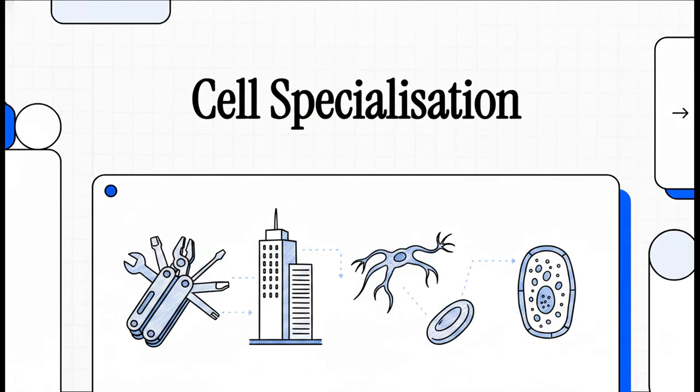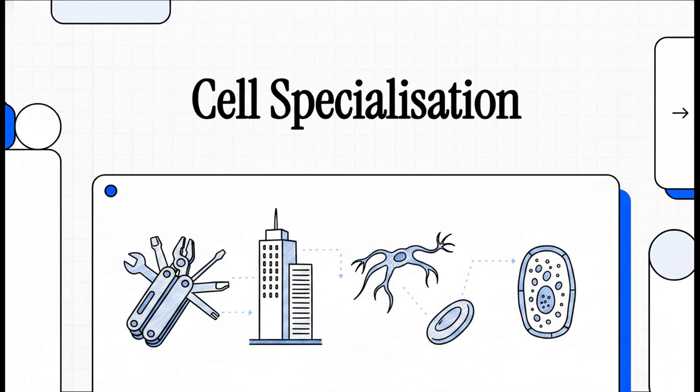Welcome to this explainer. I'm absolutely thrilled we're diving into this today because we're looking at one of the most fascinating concepts in all of biology. Imagine for a second a master builder trying to construct an entire skyscraper using literally nothing but a standard hammer. It wouldn't work, right? You need drills, cranes, saws, wrenches, the whole shebang. Well, nature is the ultimate master builder.